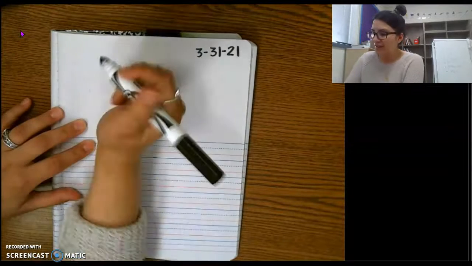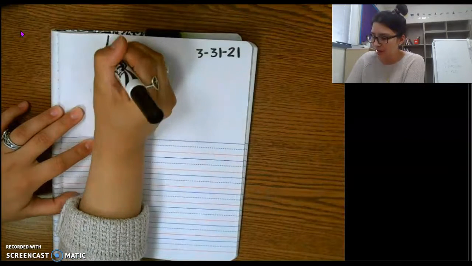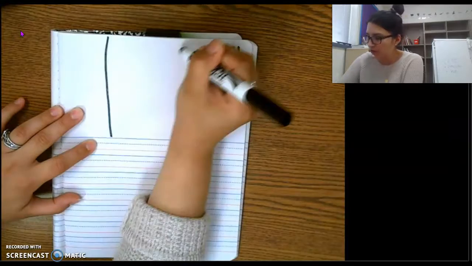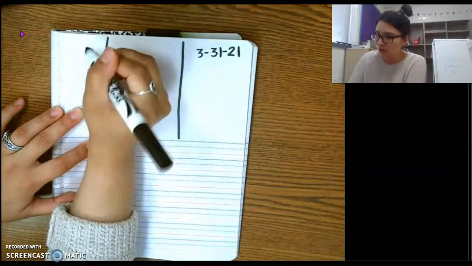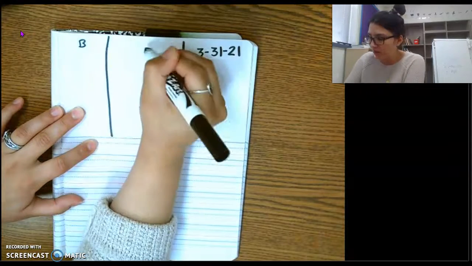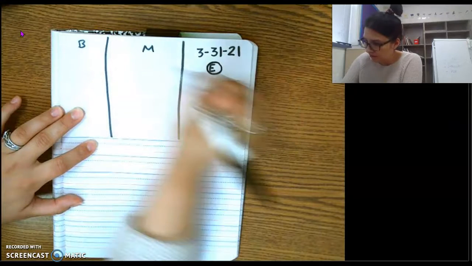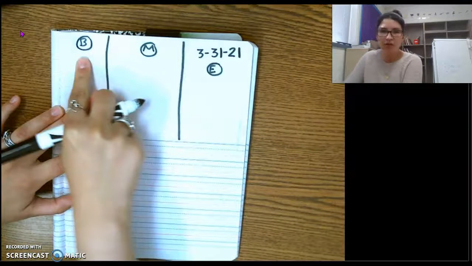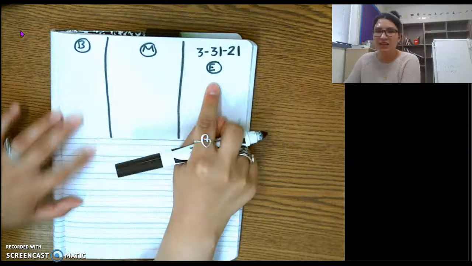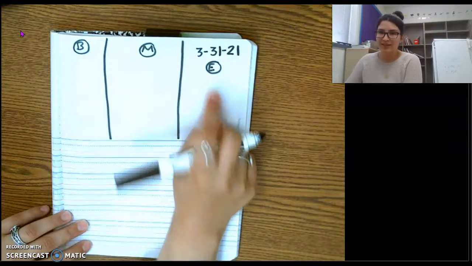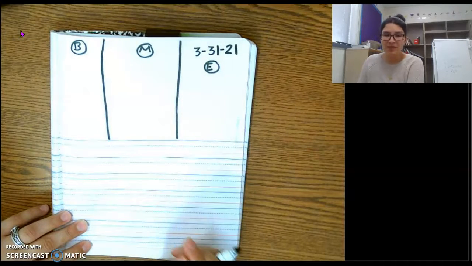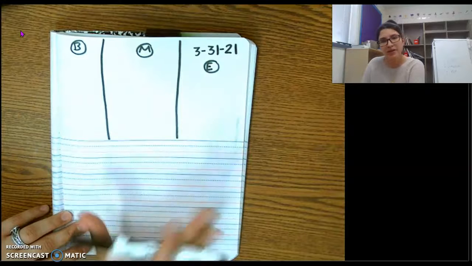Okay, next you are going to split up the top of your journal into beginning, middle, and end. You can write B for beginning, M for middle, E for end. If you need more time, just go ahead and pause the video.